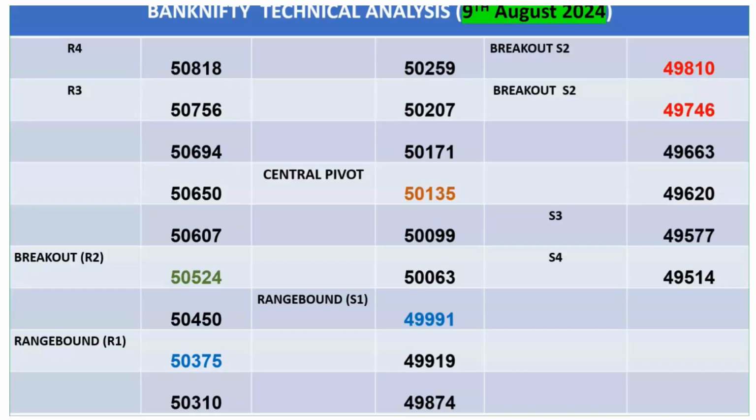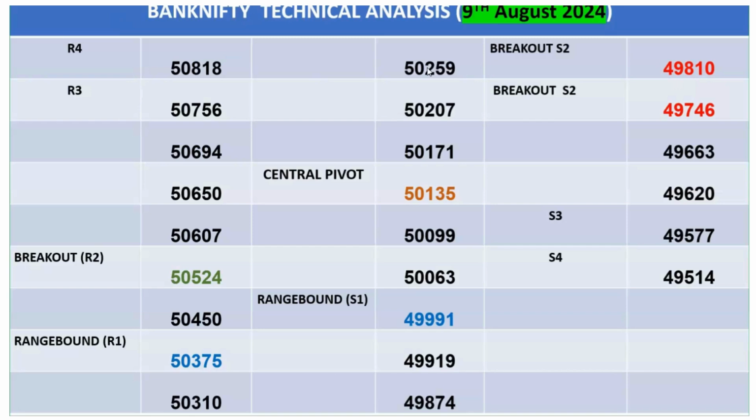So friends, the market is over for 8th of August, and we have got the data for 8th of August, and we have the previous data also, on the basis of which we have plotted the levels for 9th of August. And here what we see is that pivot has gone a few points up. So now it is at 50135, and then our R1 and S1 are at 50375 and 49991, and R2 is at 50524.